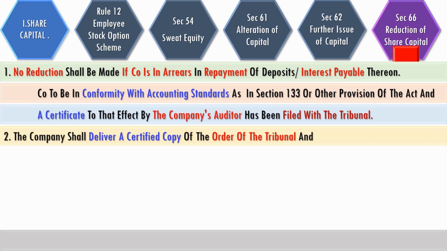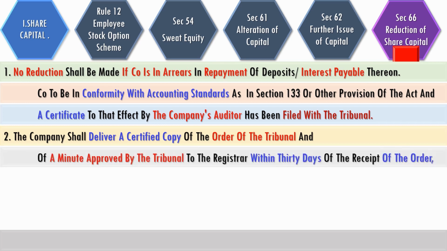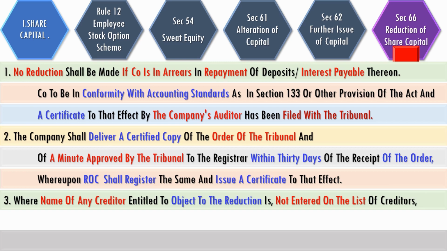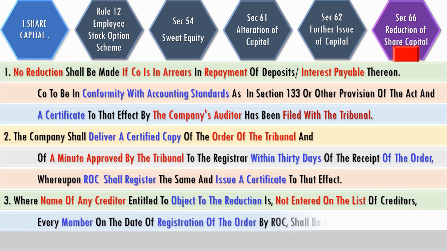The company shall deliver a copy of the order of the tribunal to the registrar within 30 days of its receipt, and the ROC shall issue a certificate thereupon. Where the name of any creditor was not entered on the list of creditors prior to approval of the reduction, every member on the date of registration of the order by ROC shall be liable to contribute.